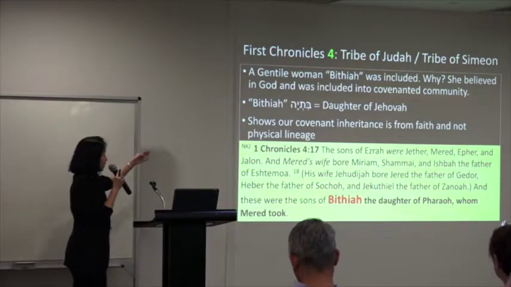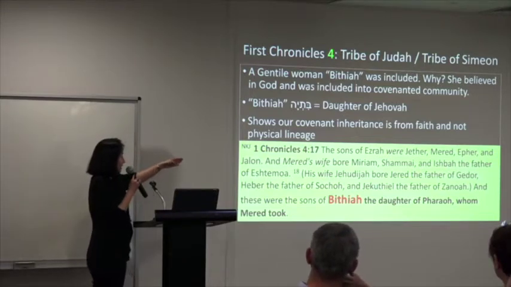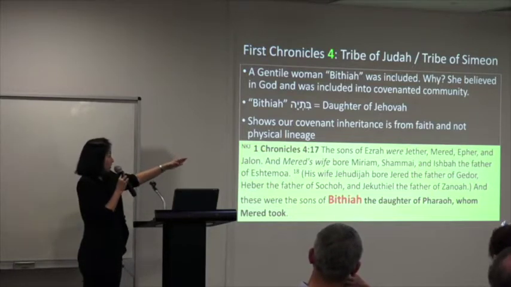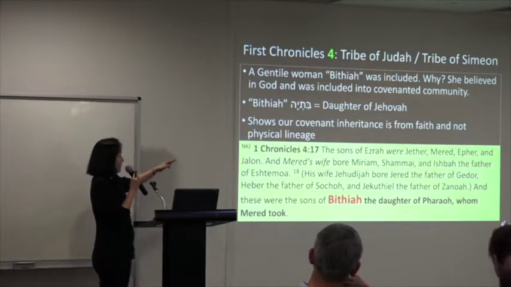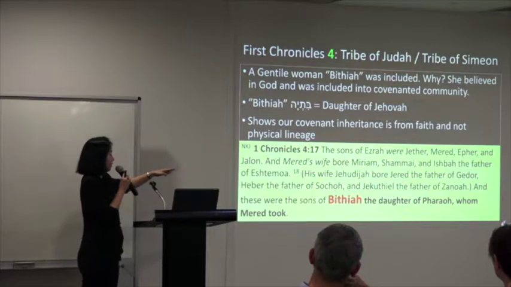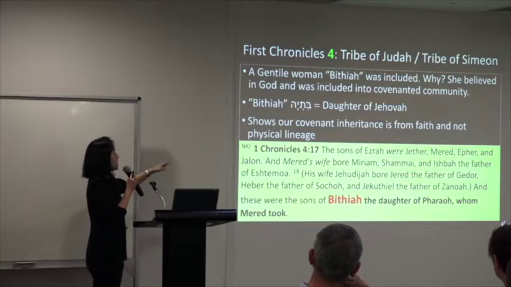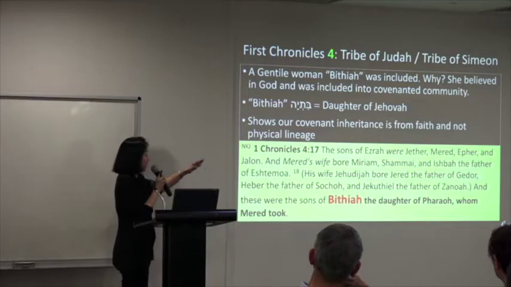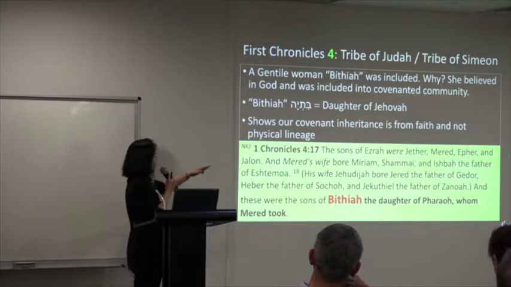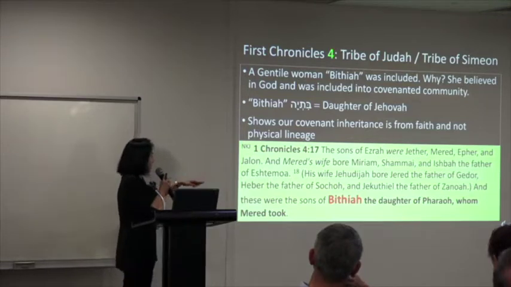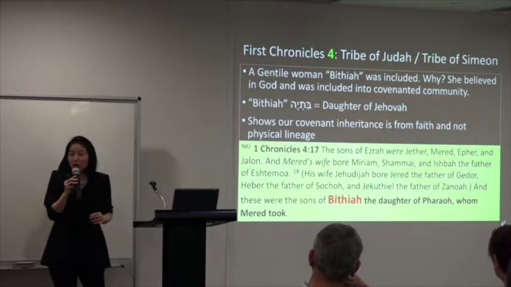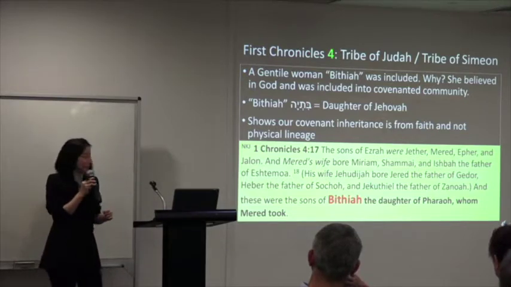See, 1 Chronicles 4:17 tells us the sons of Ezrah were Jether, Mered, Epher, and Jalon, and Mered's wife bore Miriam, Shammai, Ishbah, the father of Eshtemoa. His wife, Jehudijah, bore Jered, the father of Gedor, Heber, the father of Soco, and Jekuthiel, the father of Zanoah. This is, I practiced how to say this.